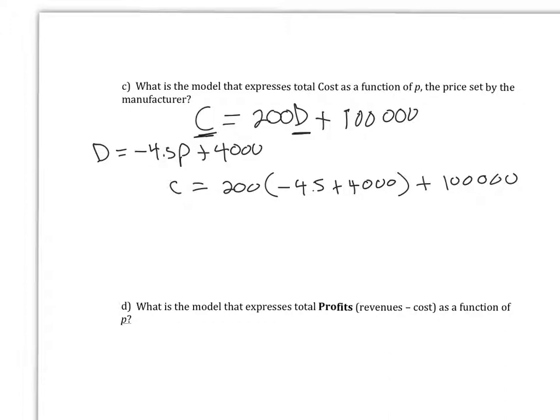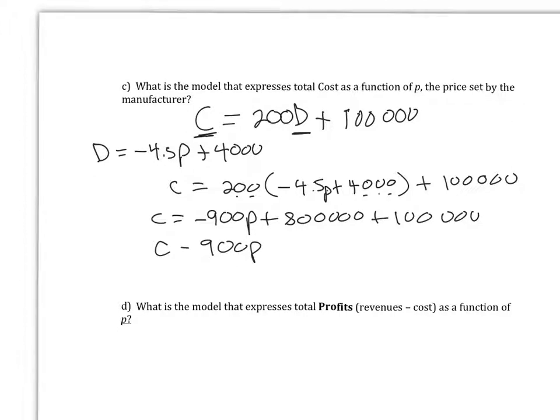So when we work that through, we get C is equal to, when we multiply this, negative 900p plus 200 times 4,000, which is 800,000, plus another 100,000. So our total cost is equal to negative 900p plus 900,000.